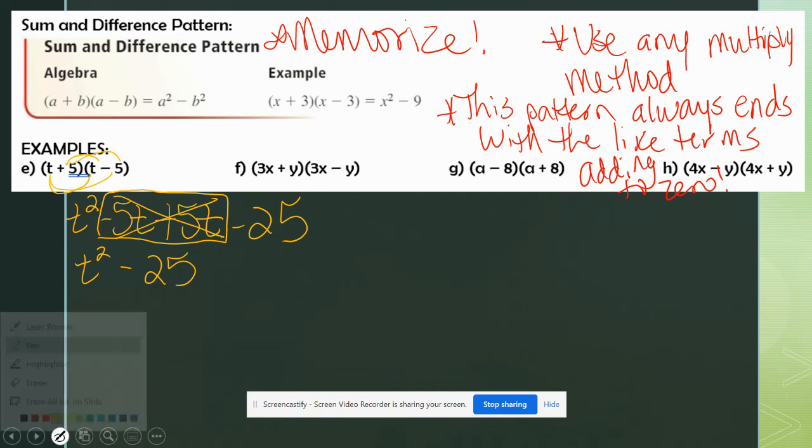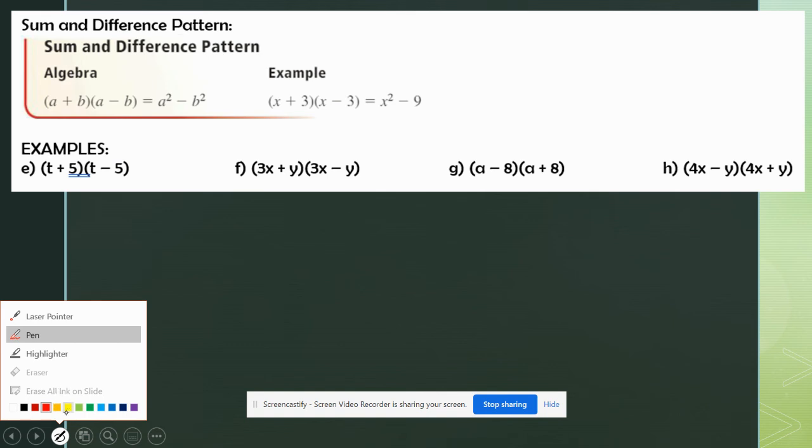So if you can check, the first terms are exactly identical. The last terms are exactly identical. And then you have a plus and a minus in any order. And again, this only works for binomials with these specific guidelines. Then all you have to do is multiply the first terms together and the last terms together. So let's try that shortcut for letter F.